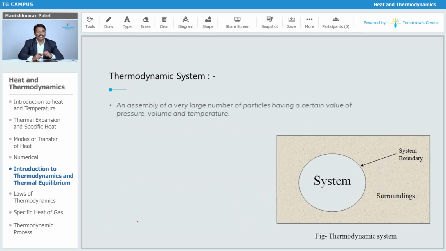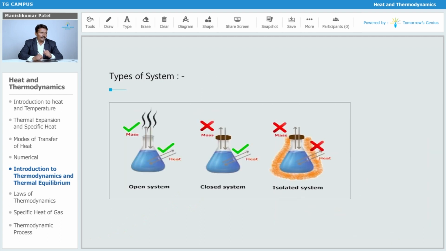So what is this thermodynamic system? It is an assembly of a large number of particles having certain values of pressure, volume and temperature. This is the system, characterized by particular values of pressure, temperature, and obviously volume. This is how we have shown the system here. For example, gas enclosed in a cylinder can also be considered a system. So what are the different types of systems?